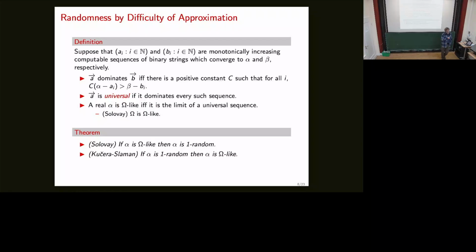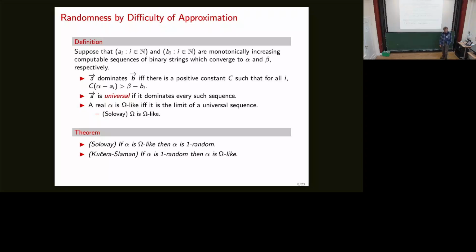So a random real is one that avoids null sets. It is one whose initial segments are hard to describe. And among those concrete randoms, the randoms that are approximable recursively, a random real is one that is maximally difficult to approximate. Yeah, go ahead.